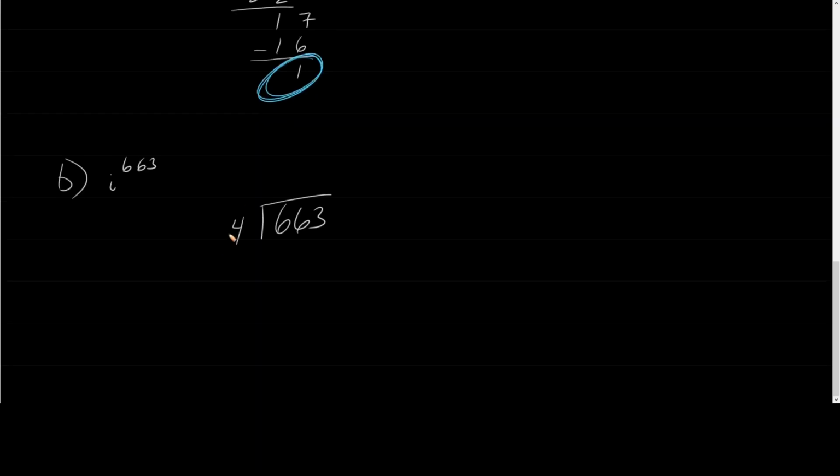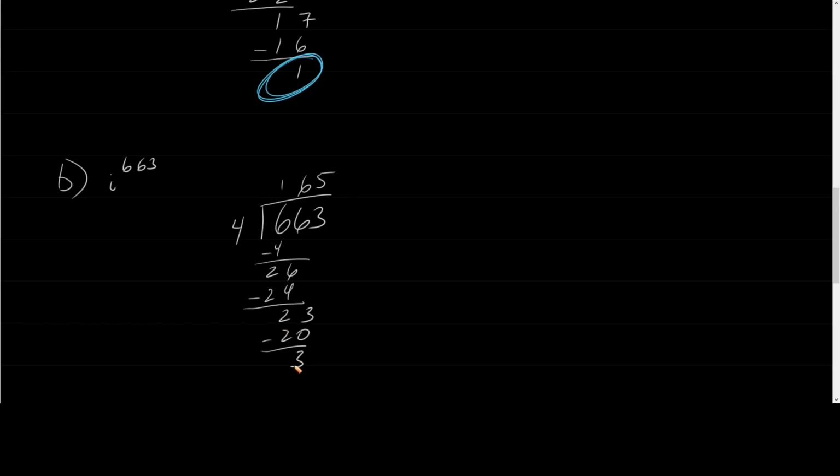And we say, well, 4 into 6 is 1. 1 times 4 is 4. Subtract. Bring down the 6. 4 into 26, that's 6. 6 times 4 is 24. Subtract. Bring down the 3. 4 into 23 is 5. 4 times 5 is 20.